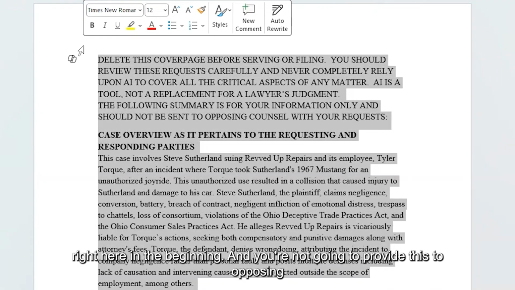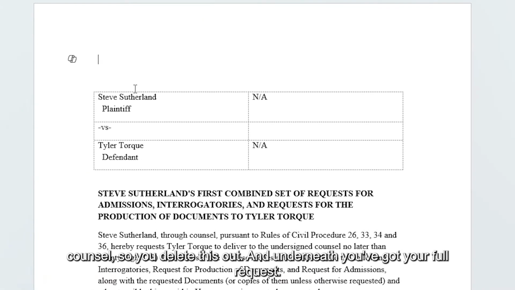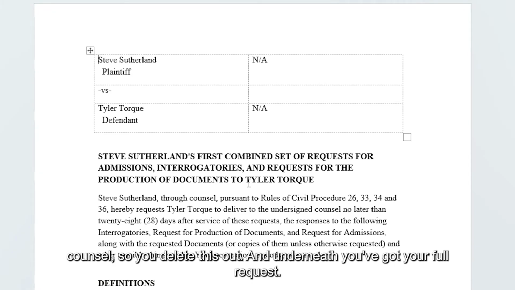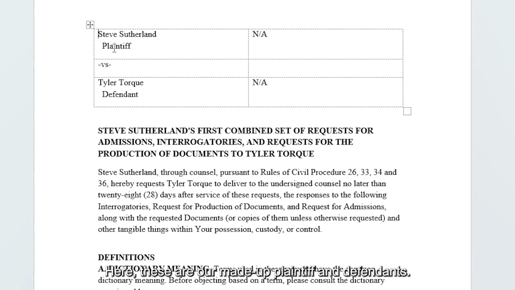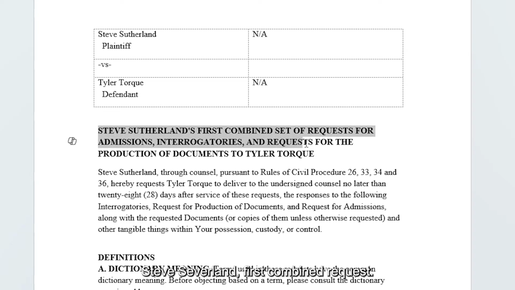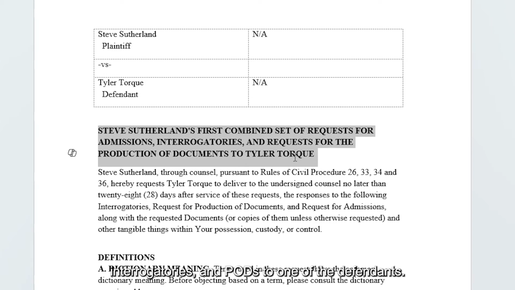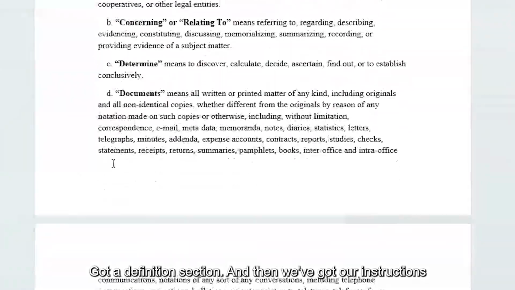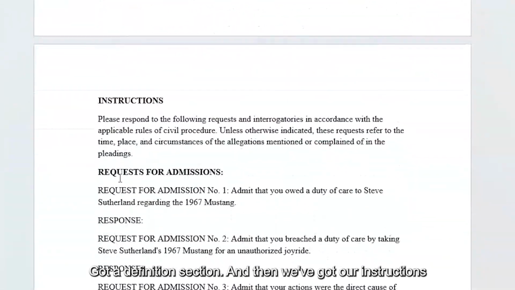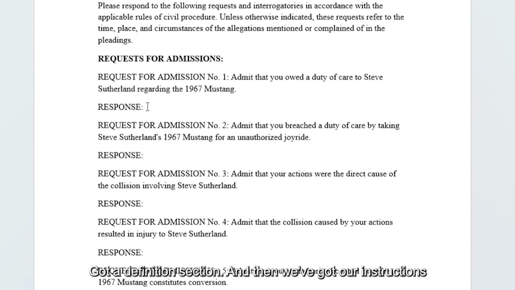Now, you're not going to provide this to opposing counsel, so you delete this out. And underneath, you've got your full request. Here, these are our made-up plaintiff and defendants. Steve Sutherland, first combined request for admissions, interrogatories, and PODs to one of the defendants. Got a definition section. And then we've got our instructions and requests for admission.